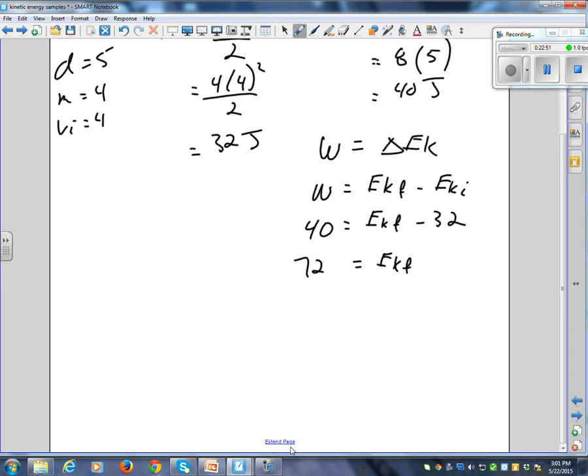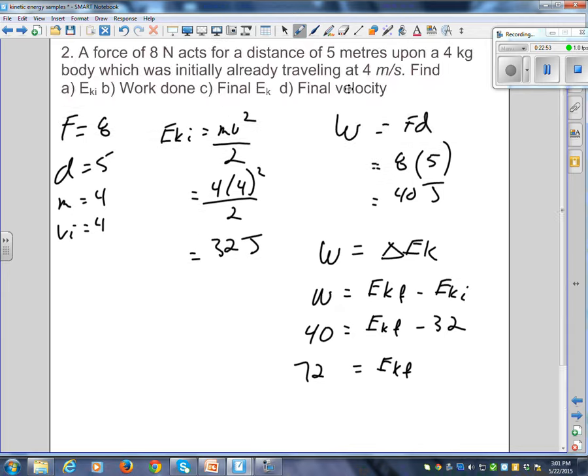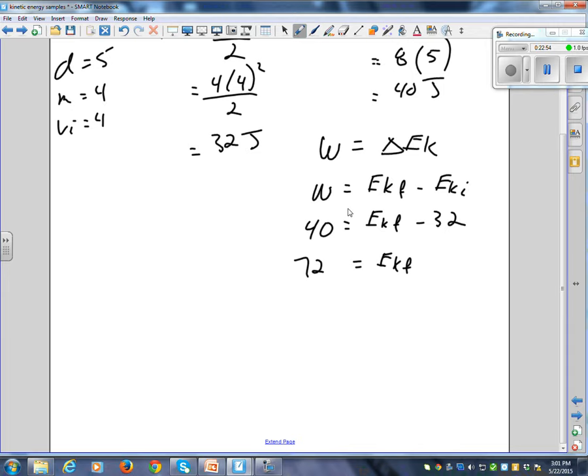And now, to find the final velocity, back to our new friend. Oh, that was C. This is C, yeah. Sorry. No, it's okay. I put it in a weird spot. But that's alright. It'll work still.